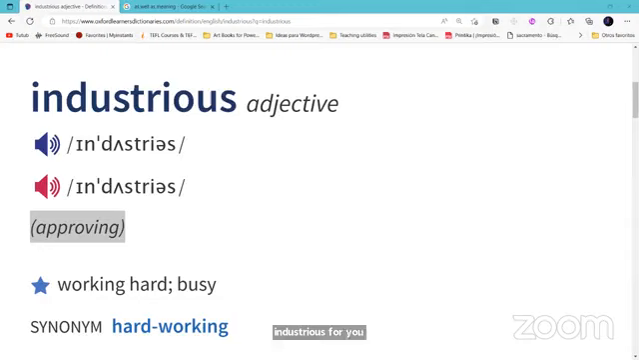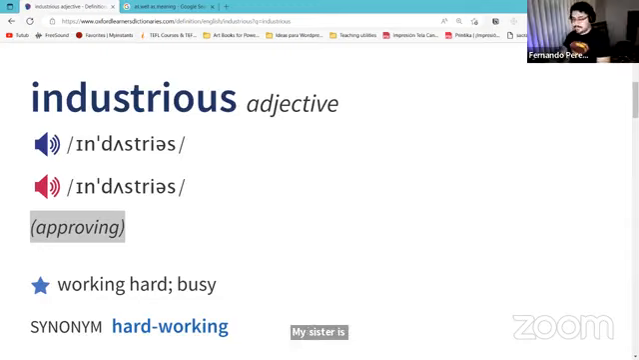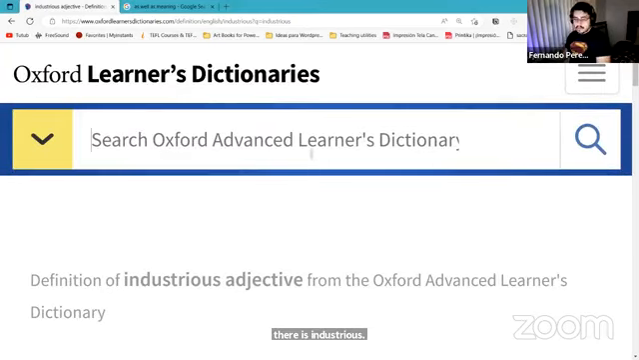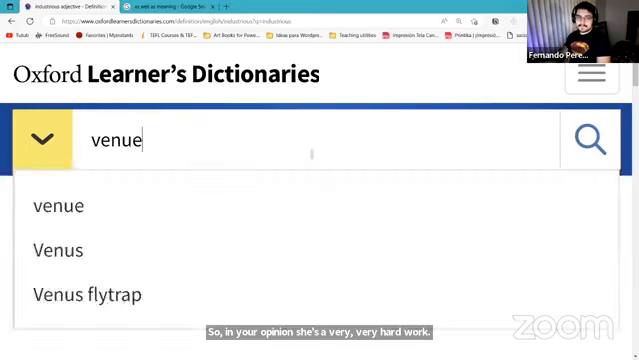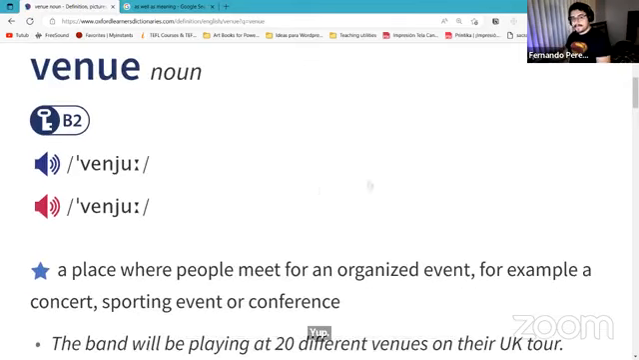My sister is industrious. Fantastic. Very good job. Excellent example. My sister is industrious, so in your opinion, she's a very, very hardworking woman in a positive way. Perfect.